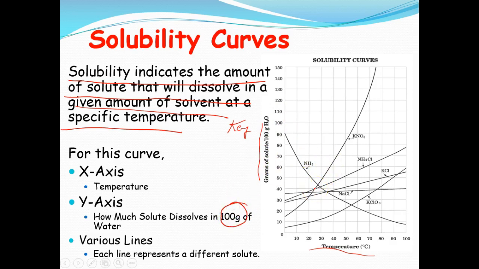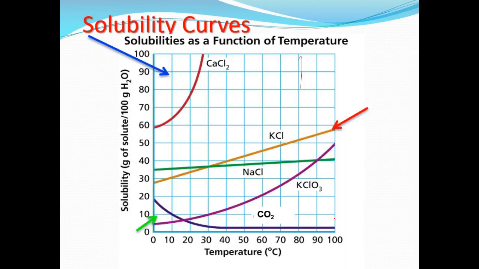Okay, so various lines, each line represents a different solute. So if I'm looking for KNO3, I just look at this line right here. Okay, and I will be giving you this on a test because you're not going to draw it out or memorize it, okay? All right, so let's take a look at what that means. Okay, so solubility curves. Solubility is a function of temperature.